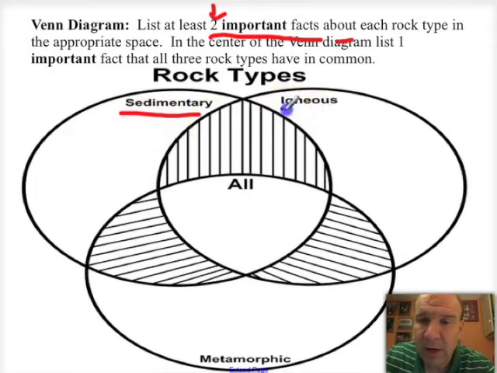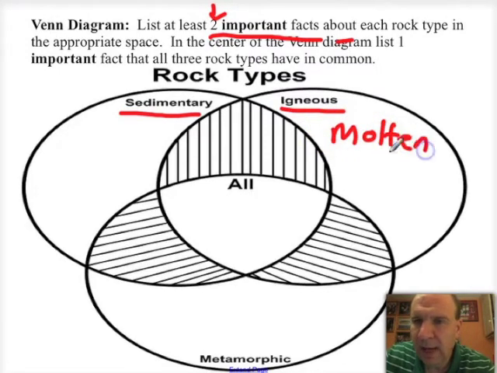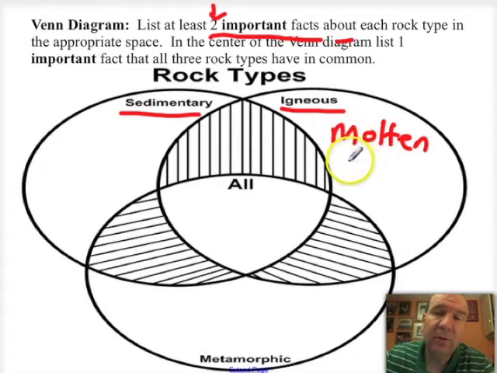Now, if you want full credit for igneous rocks, I need to see molten in here somewhere. And the reason for that, in order to get igneous rocks, the rock must have been melted at some point in time. It must have been molten. Other things you can tell me about igneous rocks, you can talk about how they're classified as intrusive or extrusive. Maybe you'll tell me that intrusive rocks tend to have large crystals. Extrusive rocks tend to have small crystals. Maybe you'll tell me you can also separate it by whether it's basaltic or granitic. So those are some of the things you can tell me about igneous rocks.